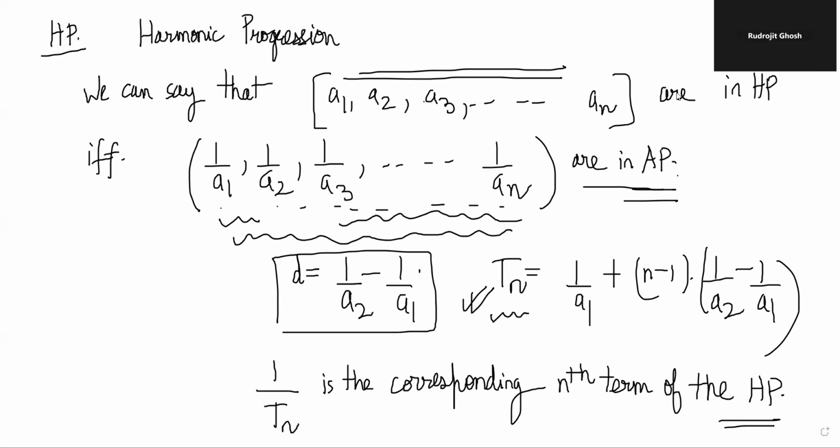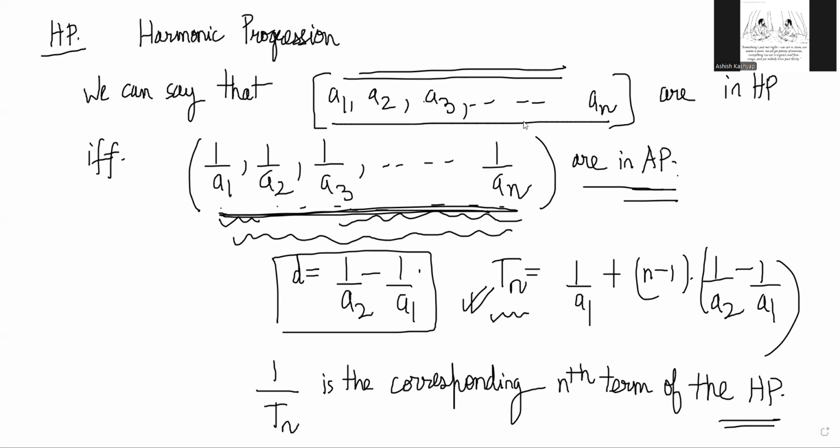Also, there is no sum formula for an HP. If you need to find the sum of terms, convert it into an AP and find the sum of those AP terms. But after that, it will still be difficult, because the sum of these is not going to be directly related to the sum of these.